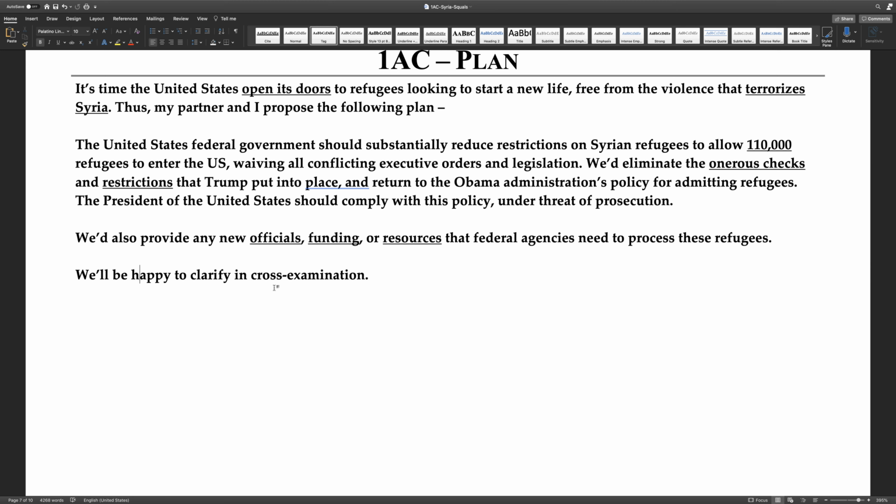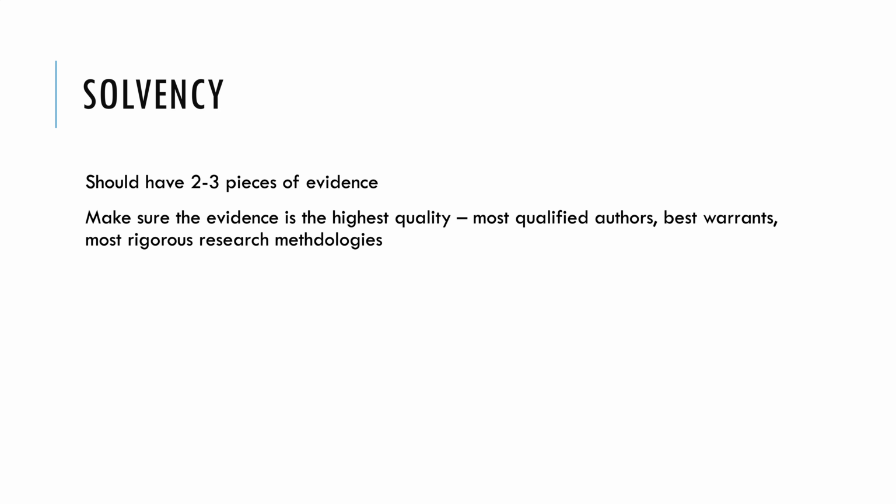Typically a good line to have in there just to make it clear that you're more than happy to clarify any part of this. Let's go back. Solvency. We're almost there, guys. Should have 2 to 3 pieces of evidence. Make sure the evidence is really good quality. Again, I've said that already, but solvency is really important because harms and inherency, the negative team might put some defensive arguments on those stock issues, but really, if you lose solvency, you could lose the debate. Because if the judge is persuaded that your plan doesn't work, that's a pretty compelling reason why the plan would be a bad idea, right?